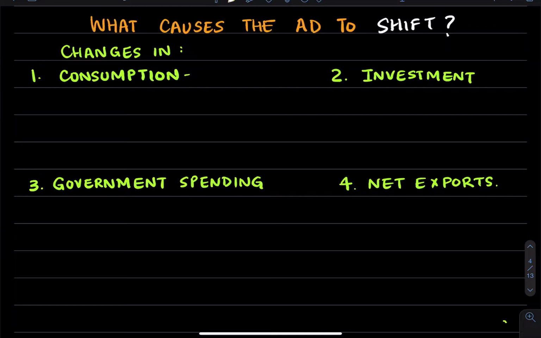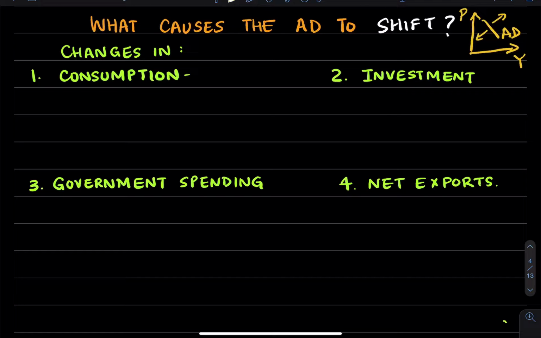In this video, we're going to be talking about what causes the aggregate demand to shift up or down. So remember that your aggregate demand curve is downward sloping with price on the y-axis and real GDP or real output on the x-axis. And we are talking about shifts of the aggregate demand curve to the right or to the left.